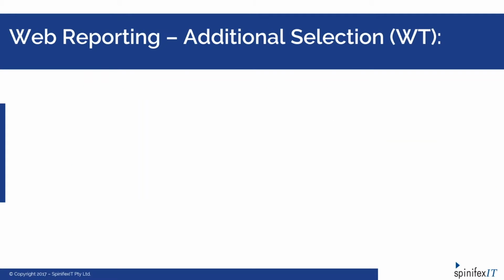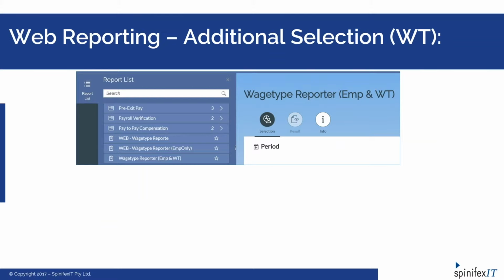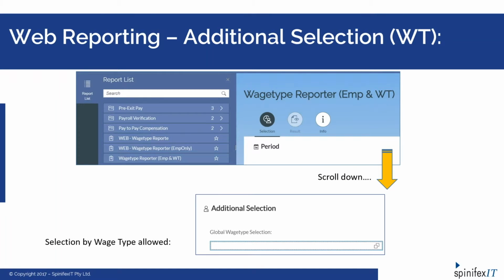So here's a quick look. First, you can see that this is our web reporter screen, where we can select the desired report. So in this example, we have selected the wage type reporter, employee and wage type, this one right here, to execute. Now, if you scroll down, you're going to see the entire selection screen, and you can see that under additional selection is the ability to add global wage type selection fields to the report, just as you're able to do in the GUI execution.